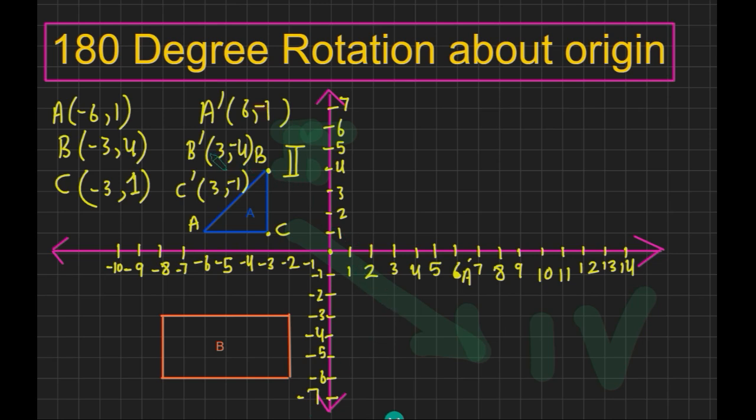and now B is 3 comma minus 4, this is B prime, and C prime is 3 comma minus 1, this is C prime. So I will join them, and this is our figure after rotation.